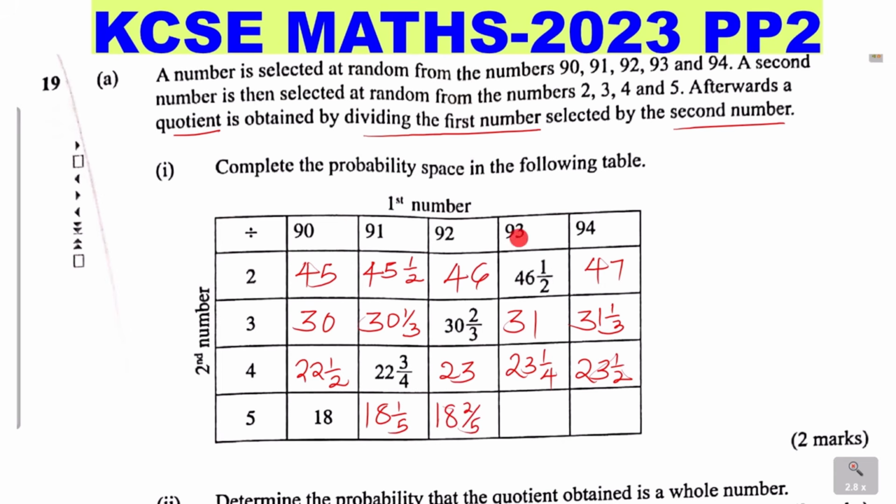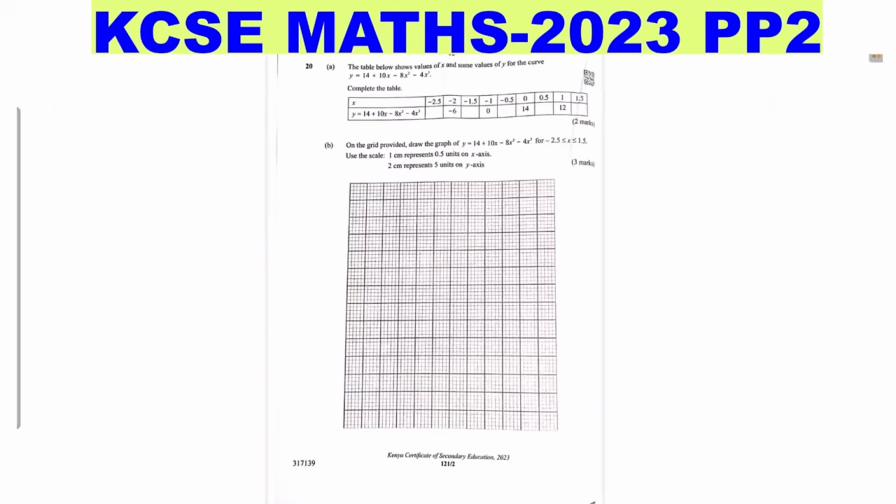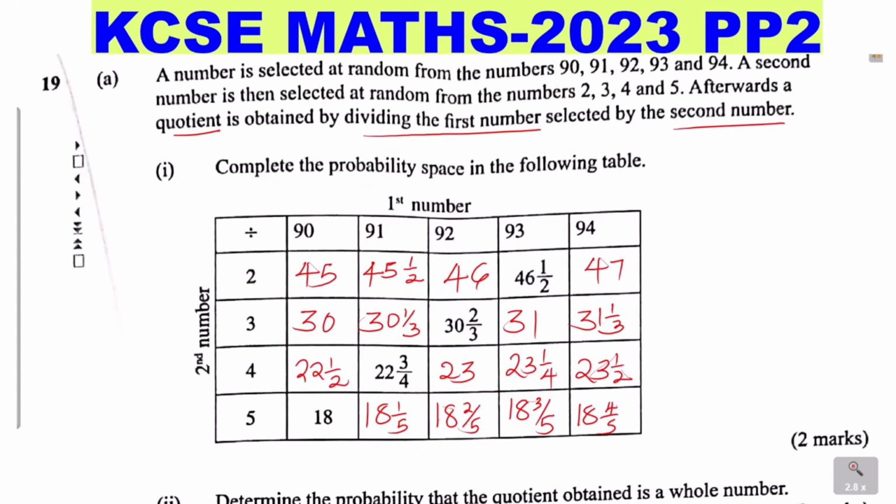Then the next is 93 divided by 5. Write the answer there, 18 and 3/5. And then lastly, 94 divided by 5. Write the answer there, 18 and 4/5. So that is all for part 1. Go to the next part.